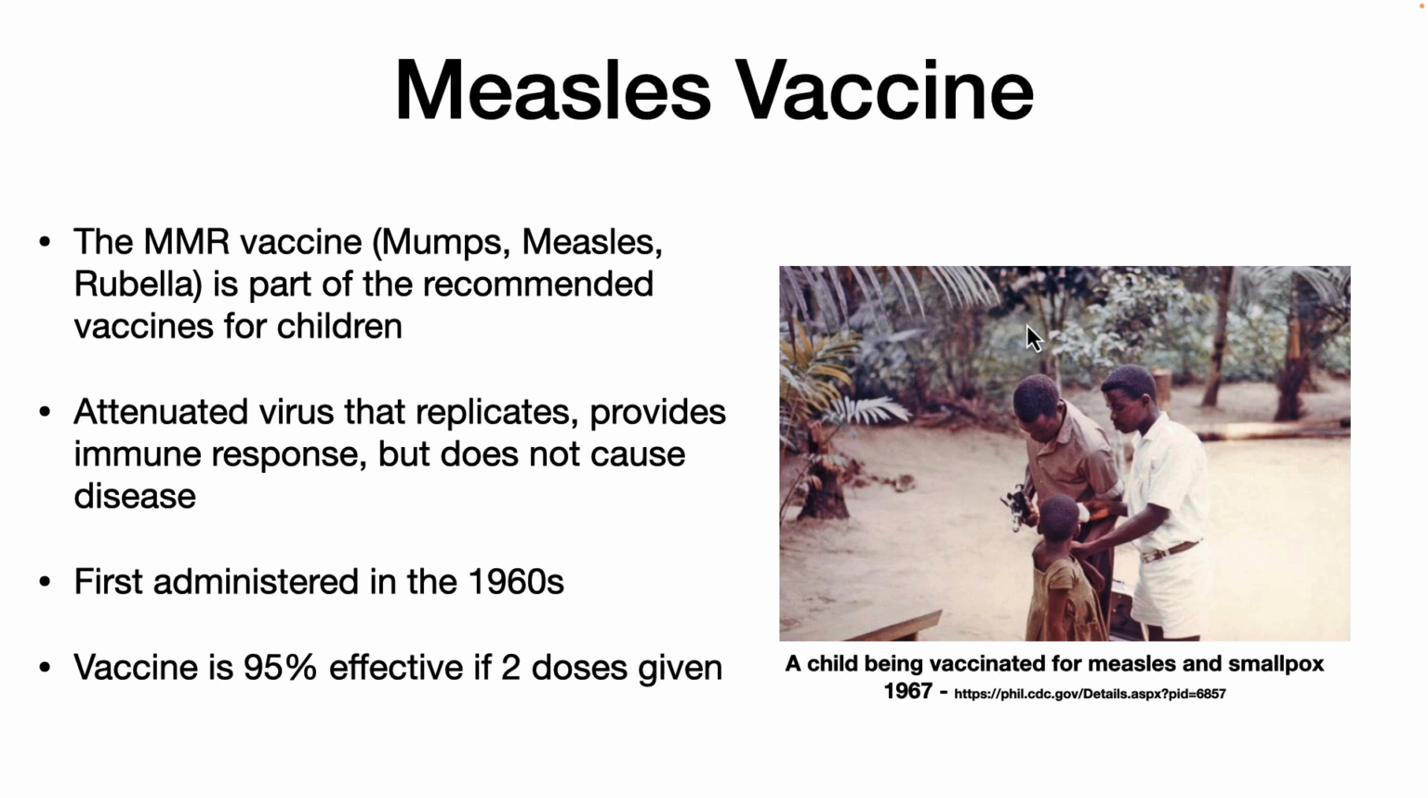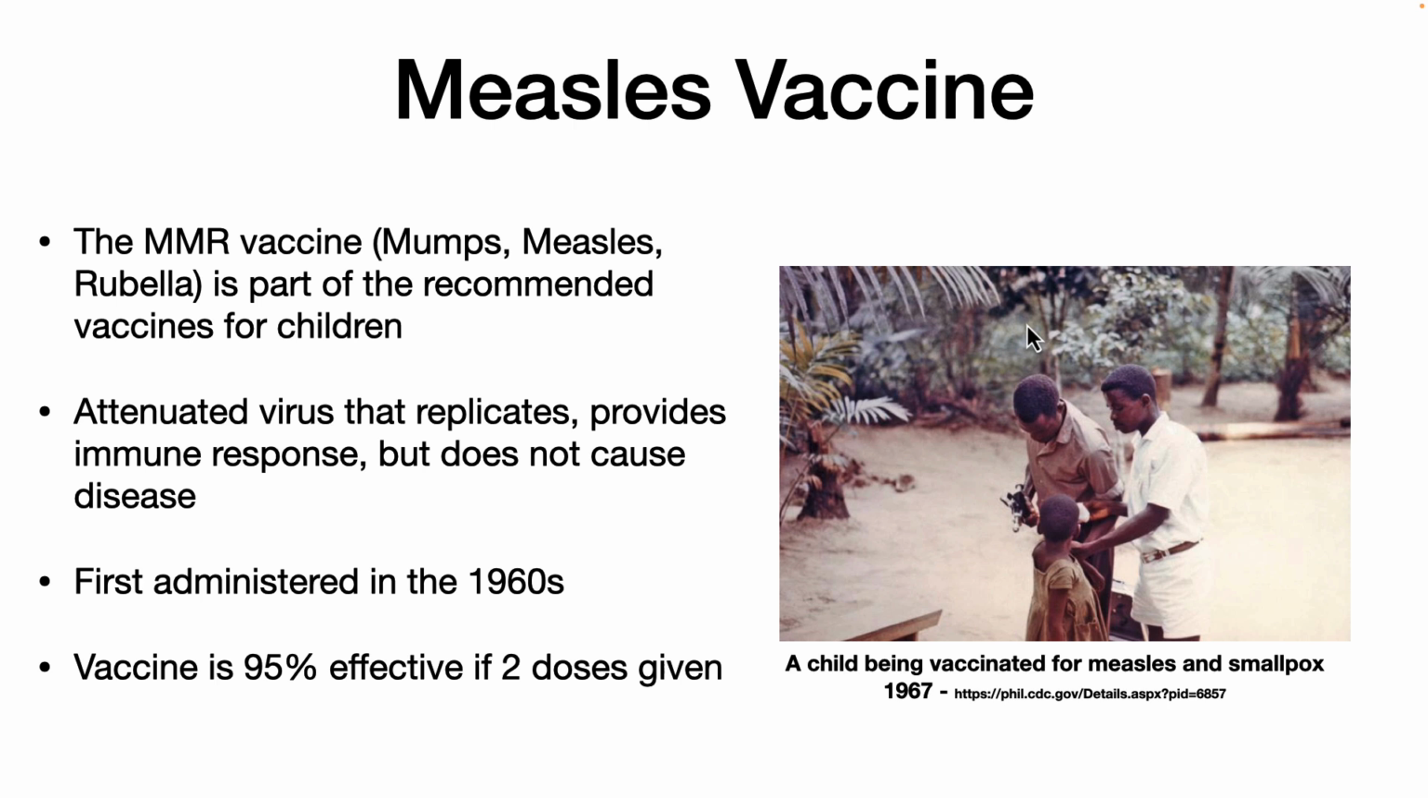Now, the good news is there's an incredibly effective prevention of measles, and that's the measles vaccine. Measles has been eliminated from the U.S., and progress is being made worldwide with the hope to eventually eliminate this illness. The MMR vaccine, mumps, measles, rubella, is part of the recommended vaccines for children. The vaccine is a live attenuated virus that replicates and provides a robust immune response but does not cause disease.